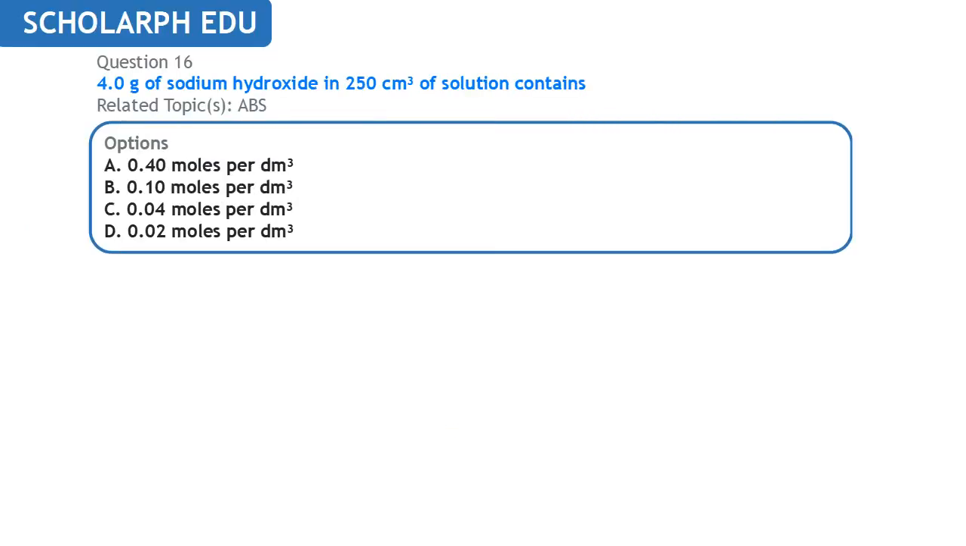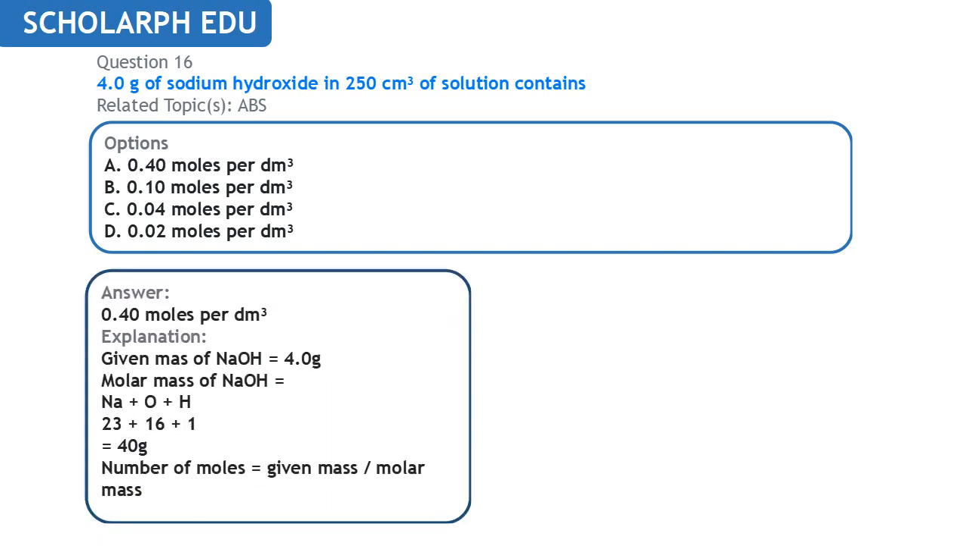Next question on acid base and salt. 4.0 gram of sodium hydroxide in 250 cm cube of solution contains... Looking at the options that we have here, they are in mole per dm cube. That means that in this question we want to find the concentration of the sodium hydroxide. So first, we need to find the number of moles of the sodium hydroxide that is in this 4.0 grams.